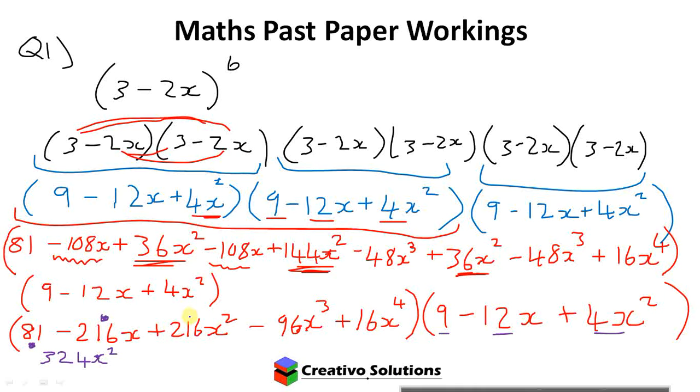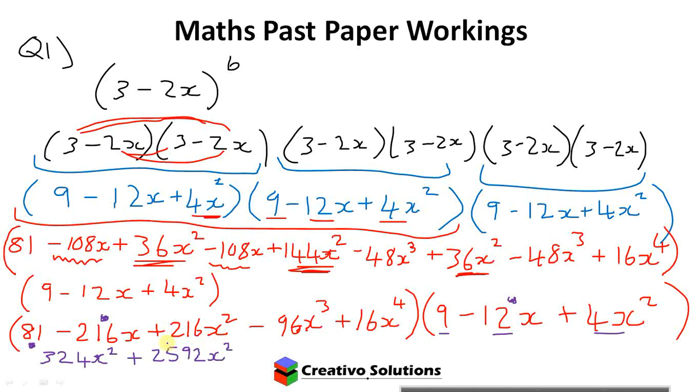I mean, we did that with the other one, but that took long. So I'm saving time now. I'm just looking at what I need. Okay, now I do this one. Minus 216x times 9 gives me an x. I don't want it. 216 times this does give me an x squared. So I want that. Negative 216 times negative 12 gives me positive 2592 x squared.